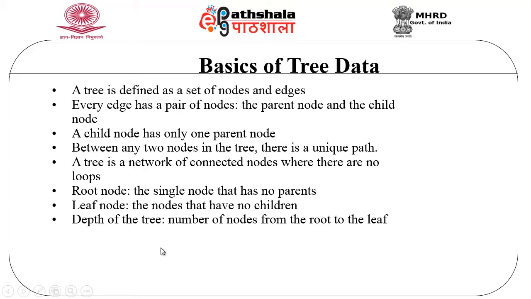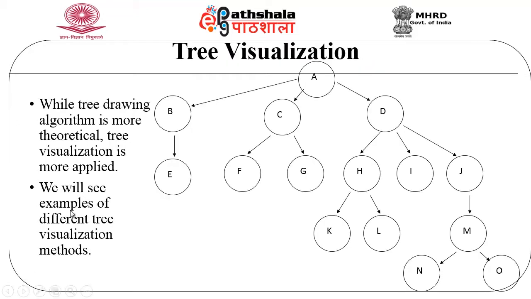The root node is a single node that has no parents associated with it. The leaf nodes are the nodes that have no children associated with them. And the depth of the tree is represented by the number of nodes from the root to the leaves. These are certain basic terminologies related to tree data. So this is an example of a tree visualization. While tree drawing algorithms are more theoretical, tree visualization is more applied in nature. So we will look at certain examples of different tree visualization methods.